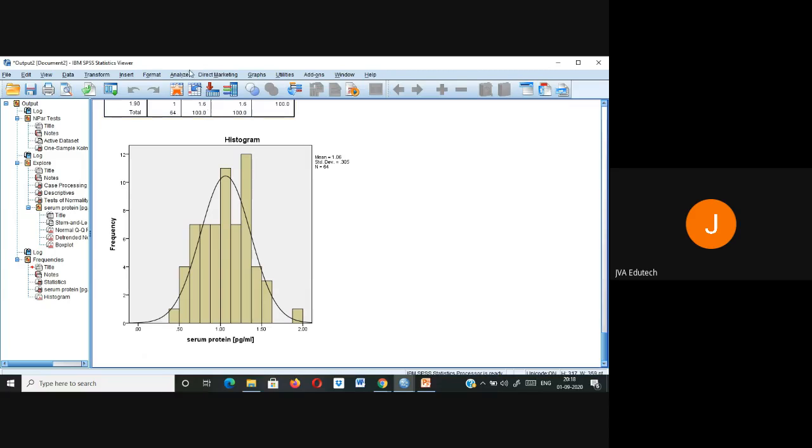Now I have given you a second case. This was the normal distribution of serum protein in all the cases. Now I want to check whether this serum protein is equally distributed or normally distributed among my group categories, male and female.